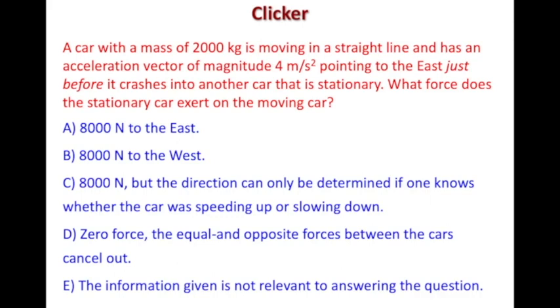Say I'm the first car, I'm moving to the east at this 4 meters per second squared. That means I'm accelerating to the east. That means I'm speeding up. And where is that force coming from? That's F on me. So there is indeed a force. The net force on me is 8,000 newtons. And it is actually to the east because I'm accelerating to the east. What is the force on me that's causing me to accelerate 8,000 newtons to the east before the collision?